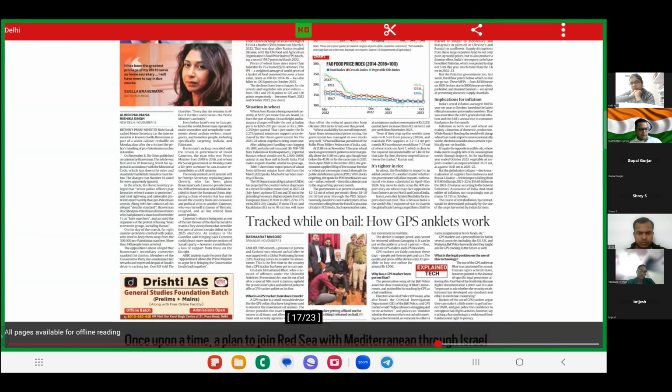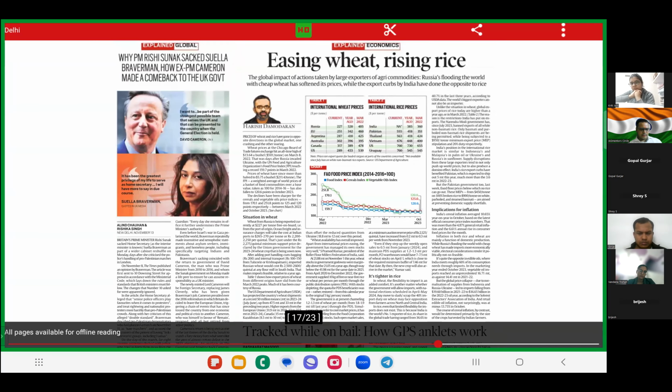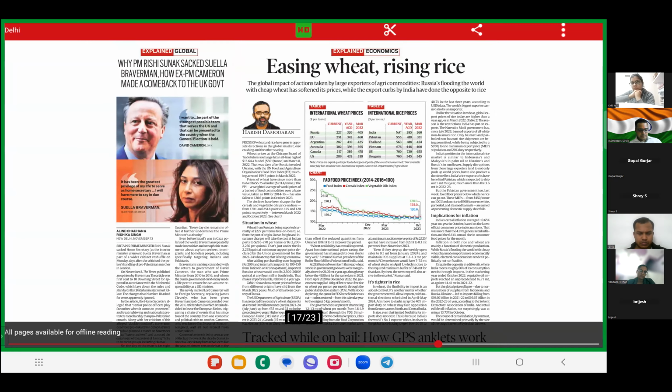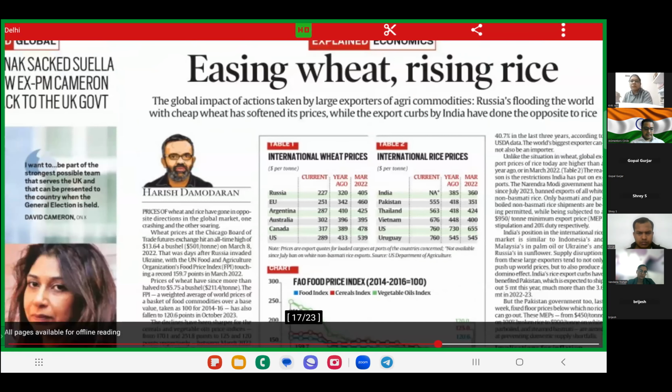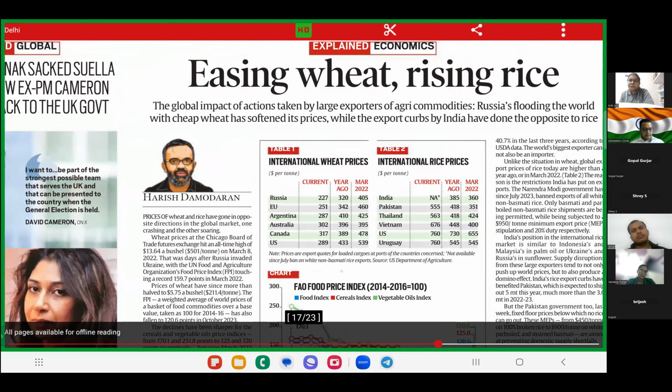Then why PM Rishi Sunak said not of our easing wheat rising price. This can be a good article from your agriculture point of view, which will give you data as well. The global impact of action taken by large exporters of agri commodities. Russia's flooding the world with cheap wheat has softened its prices, while the export curbs by India have done the opposite to rice. Okay, that's how we are intertwined with the global economy. You can quote these things.